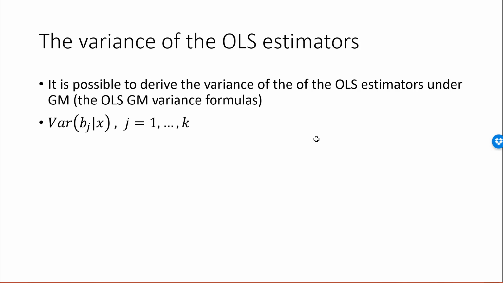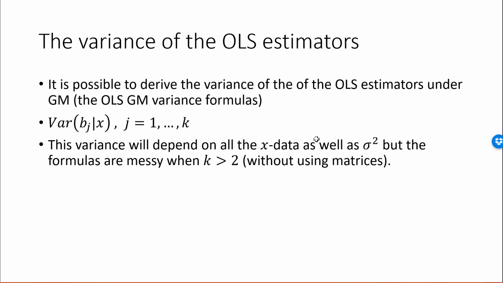This is conditionally on x, so conditionally on all the x data, all observations and all the x variables. To calculate this variance, you need all the x data and also sigma square. That's the same as in the one explanatory variable case. The variance cannot be calculated without sigma square. Sigma square is a red variable. We don't know it. So the variance of the OLS estimators are unknown as well.